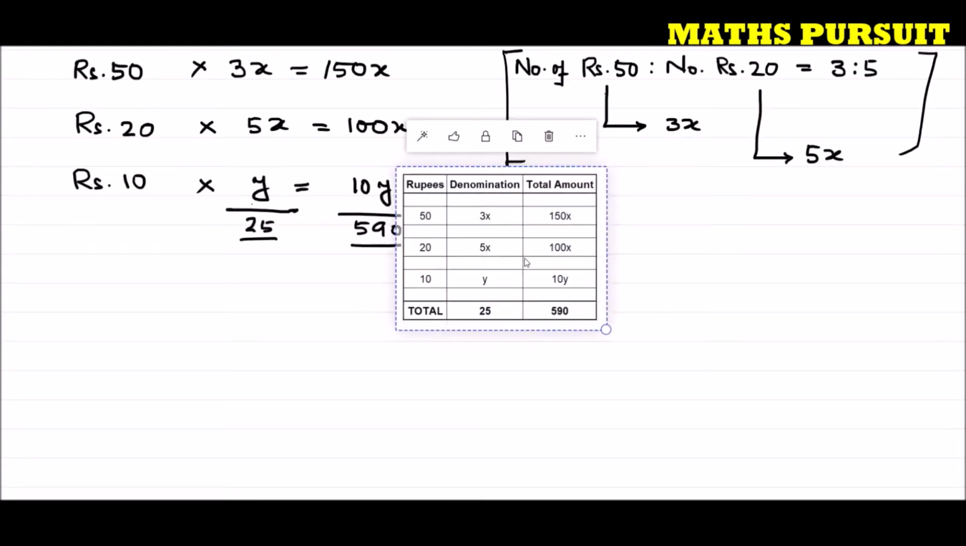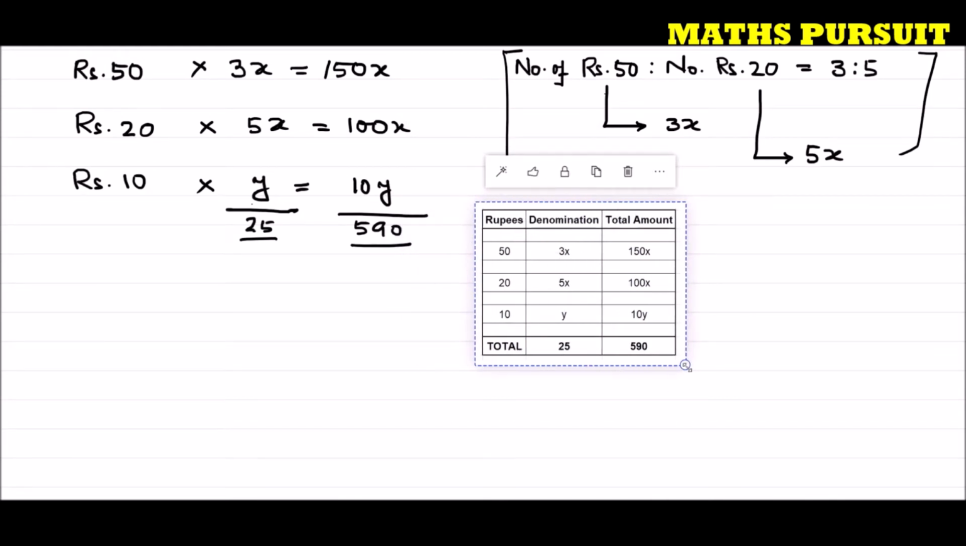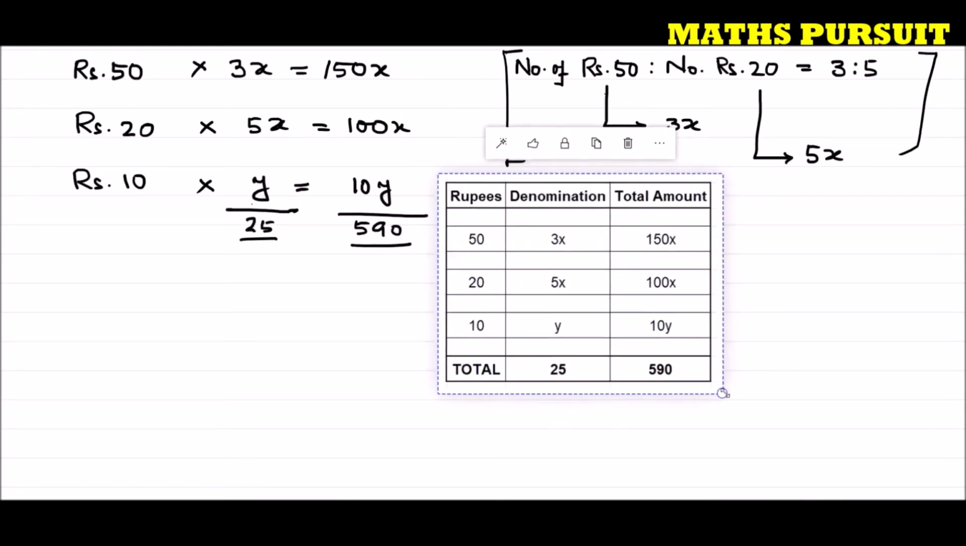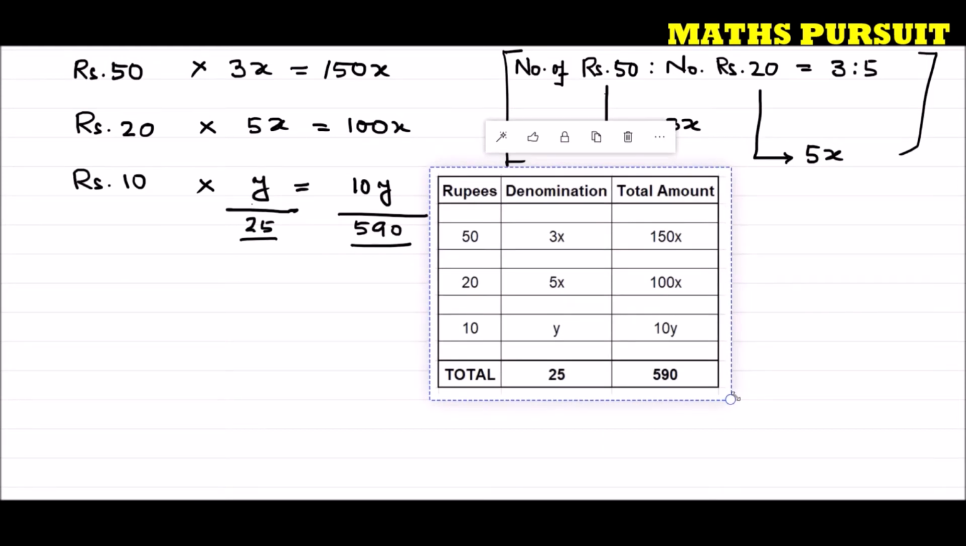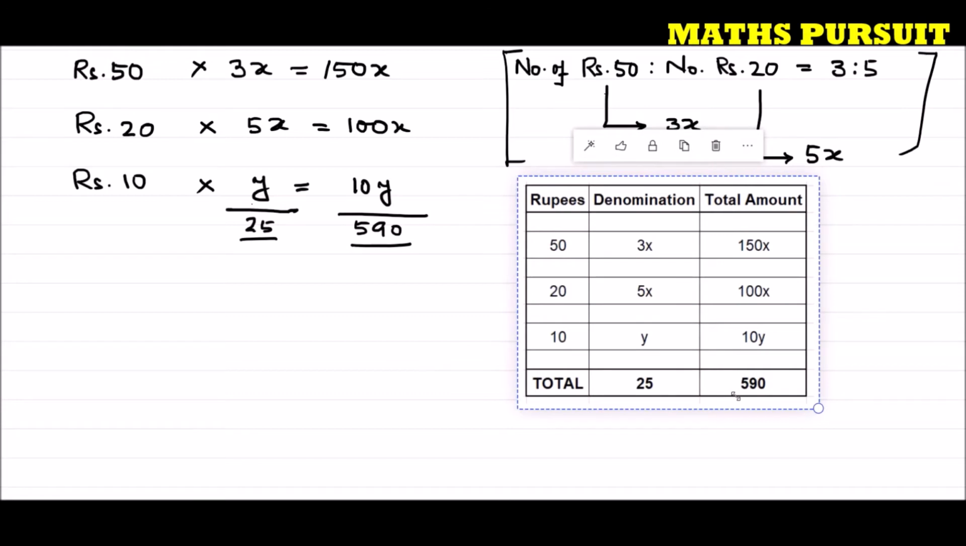Now let us look at this table. If you look at this table, we would easily understand the above data. I have just represented it in a table so that we do not get confused. Now if you look at the table, you can easily see that the rupees 50 notes are 3x.